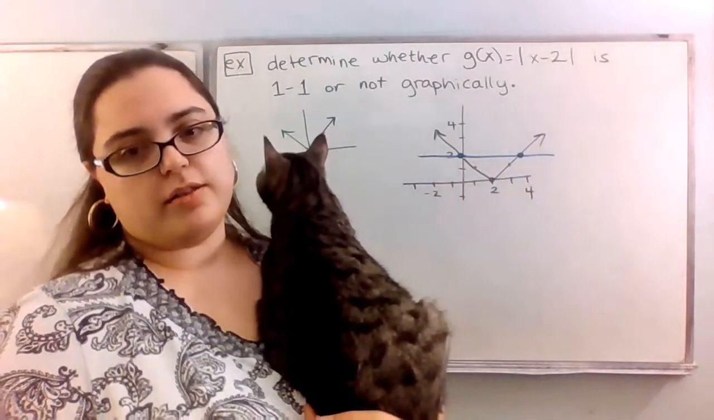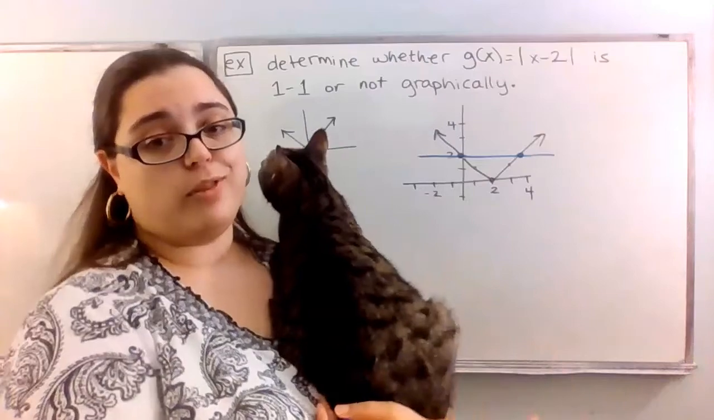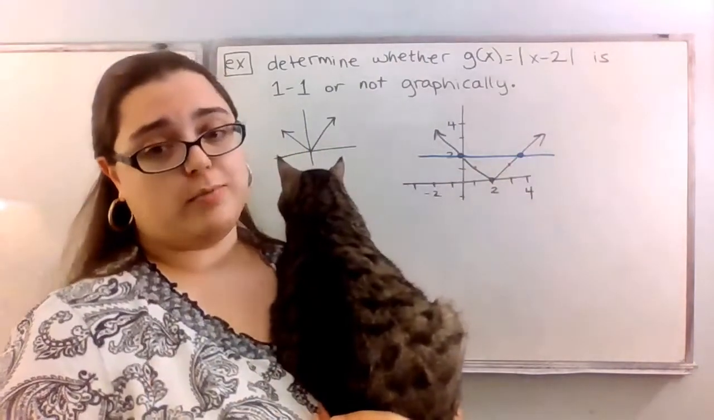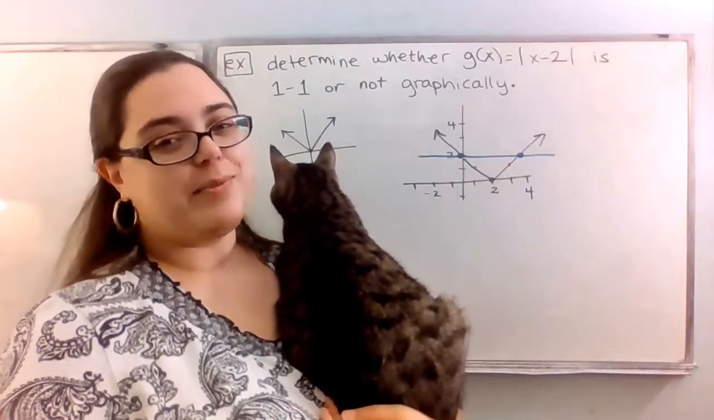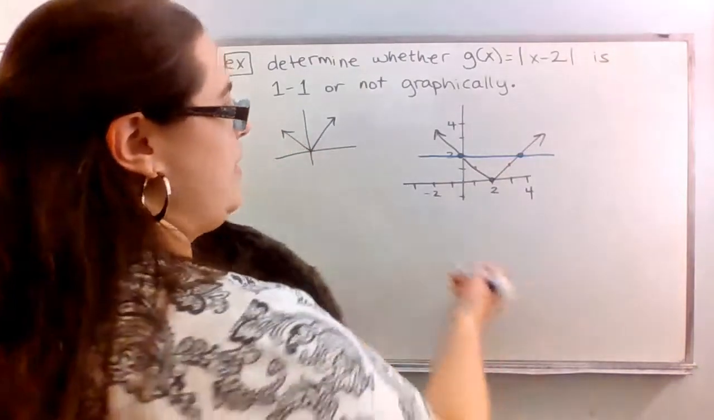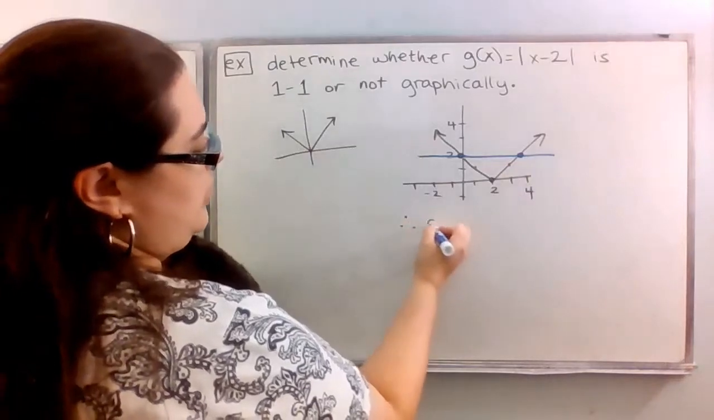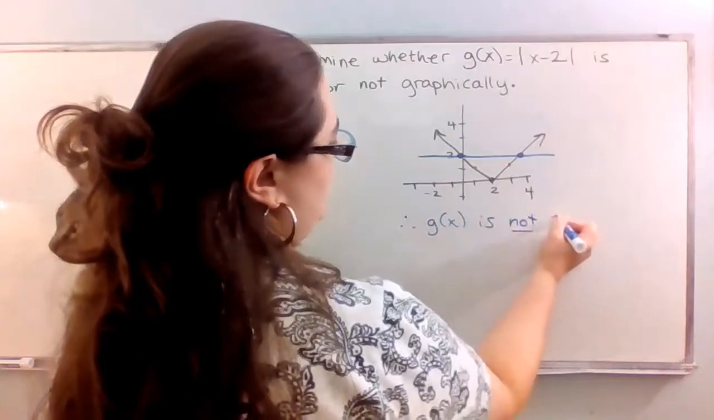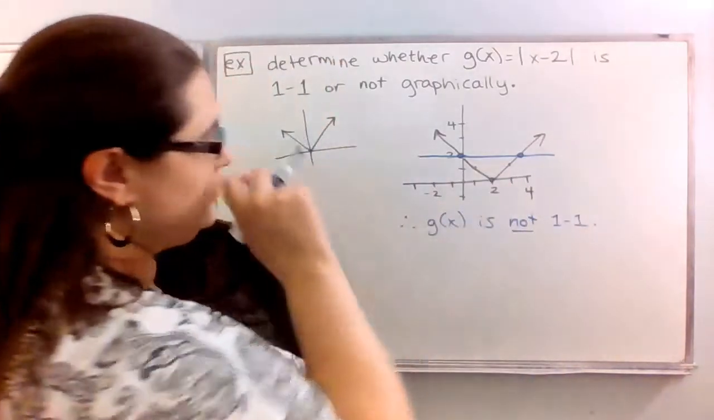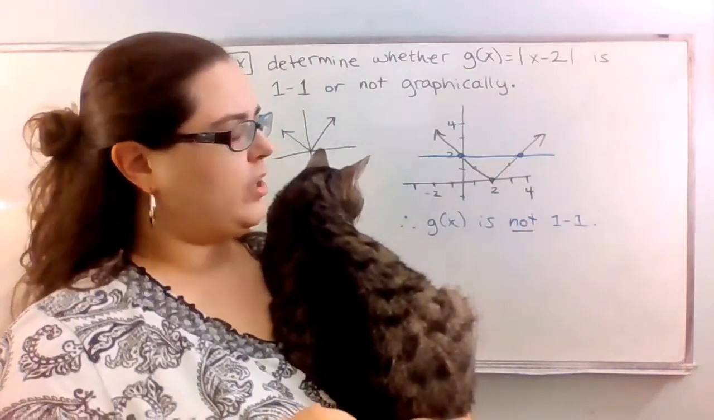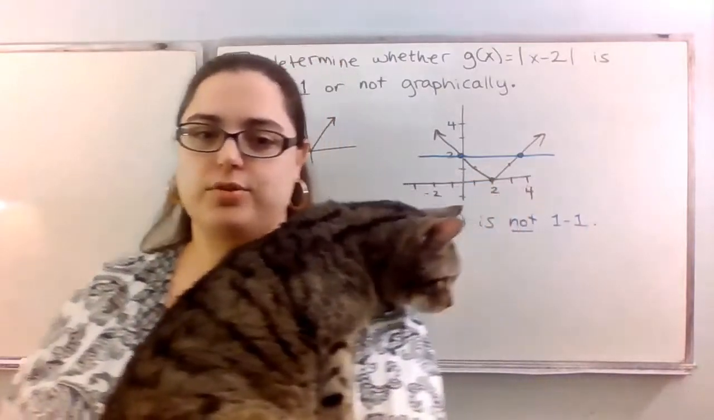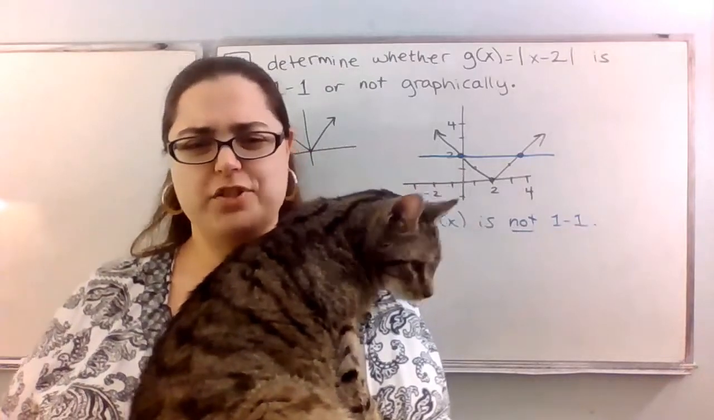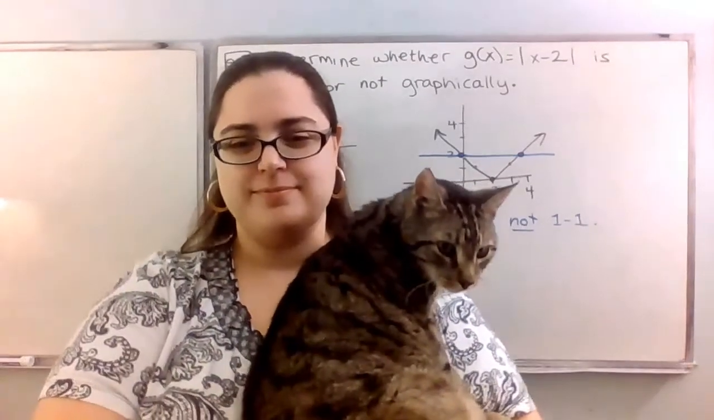So just like with the vertical line test, when you hit in more than one place, it means it's not a function. For the horizontal line test, if it hits in more than one place, it means it's not a one-to-one function. So therefore, g of x is not one-to-one. All right, so now that we know how to do this graphically, let's do a couple of examples of determining this algebraically.